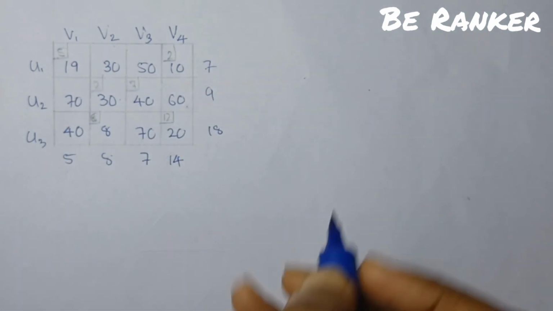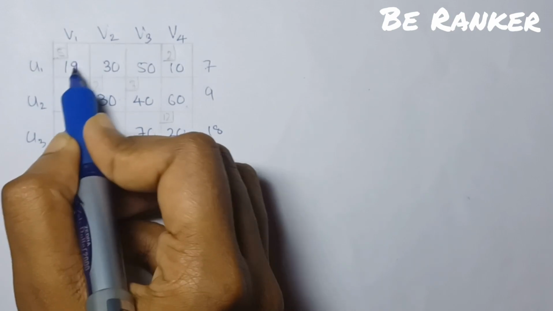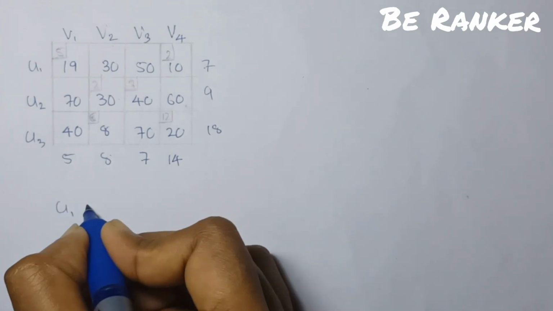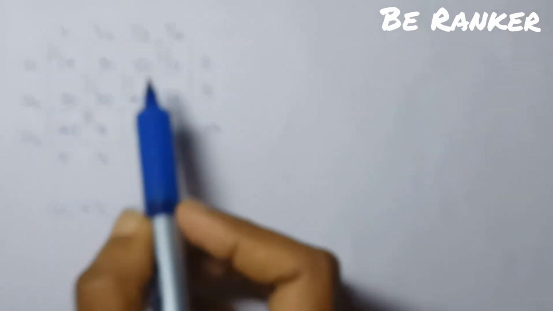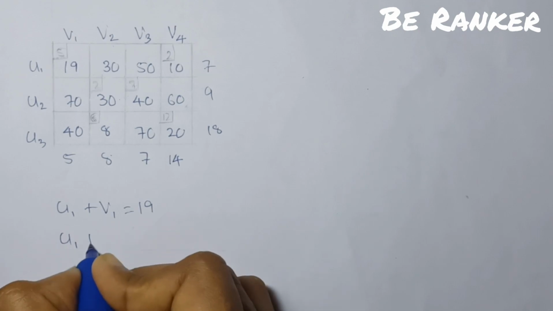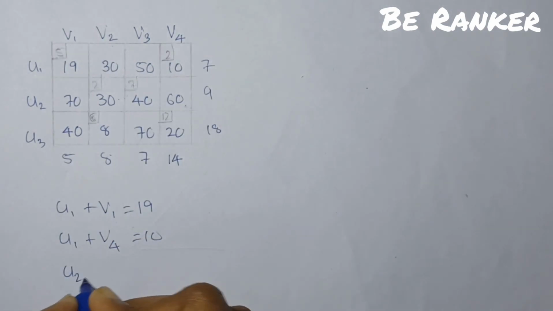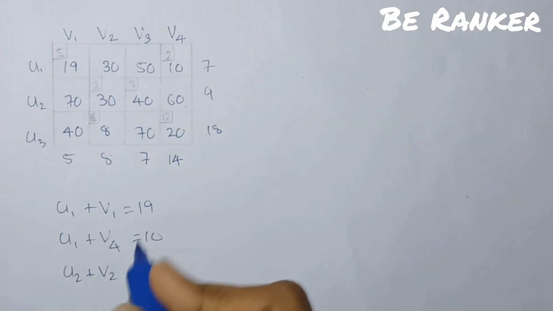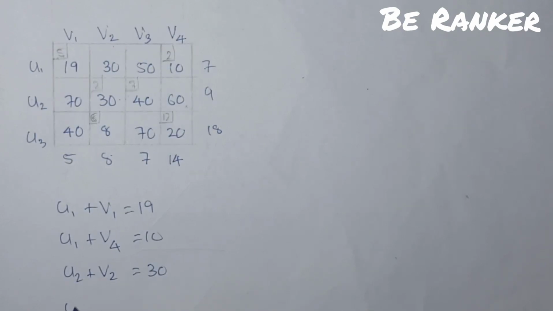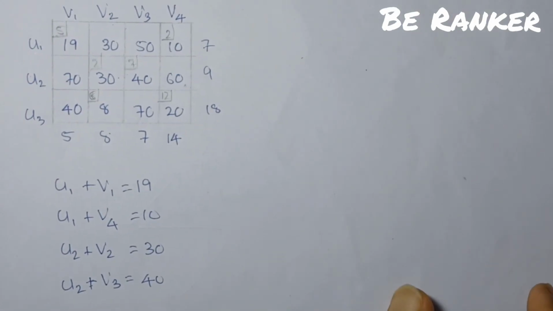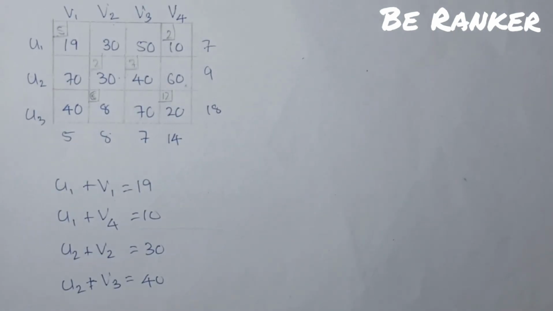Okay, then here the allocated cell 9, U1 plus V1. So U1 plus V1 is equal to 9. Then next U1 plus V4. U1 plus V4 is equal to 10. Then U2 plus V2 is equal to 30. Then U2 plus V3 is equal to 4. Okay. Then U3 plus V2 is equal to 8.